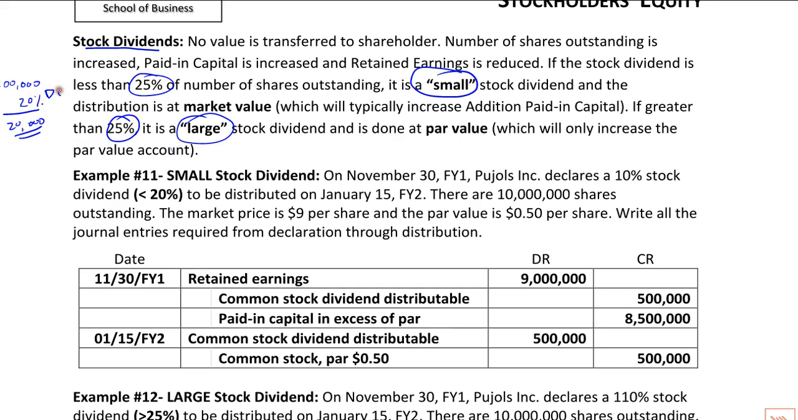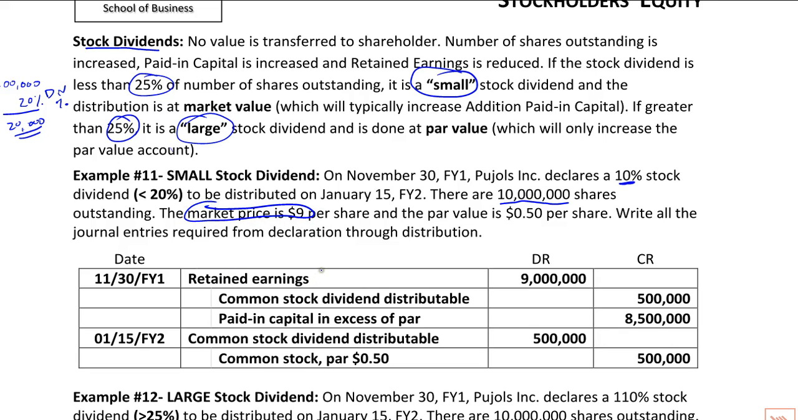So this is the dividend percent here, and that's the way stock dividends normally are declared, as a percentage. In this first example, there are 10 million shares outstanding. They have a 10% stock dividend. It's a small stock dividend. When it's a small stock dividend, we're going to use the market value to reduce retained earnings.